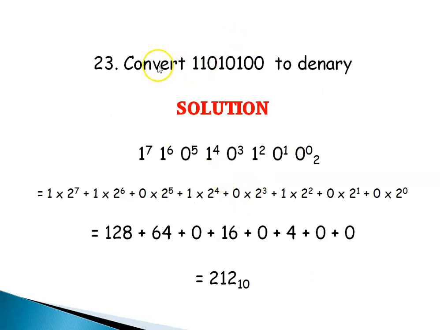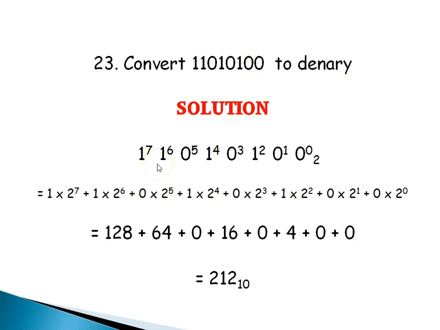Alright, the next question says convert 1 1 0 1 0 1 0 0 to denary. So anytime you see a number that has 1 0, you know that this is a base 2 number. So I'm converting it to denary. Denary means base 10. Base 10.